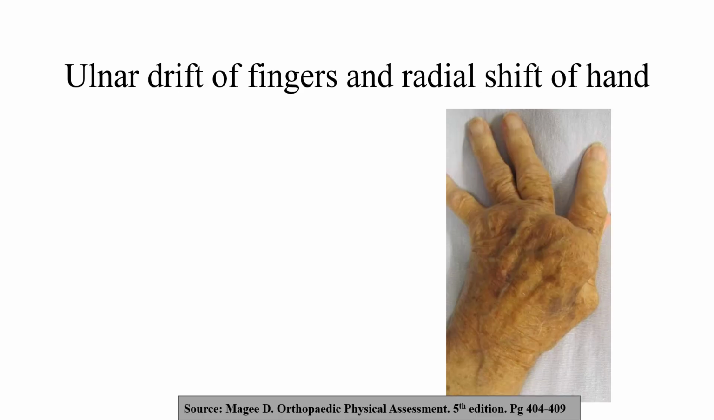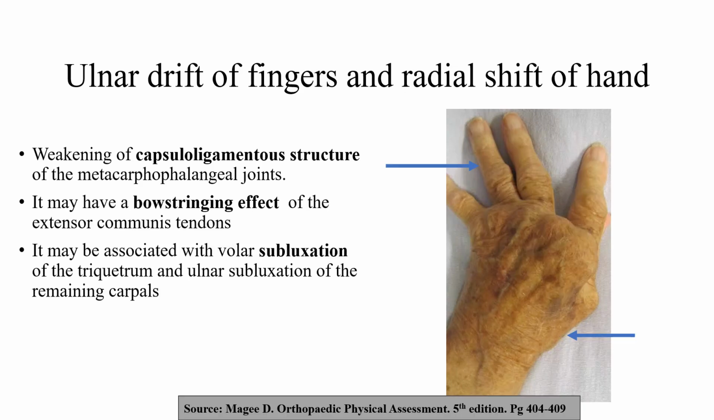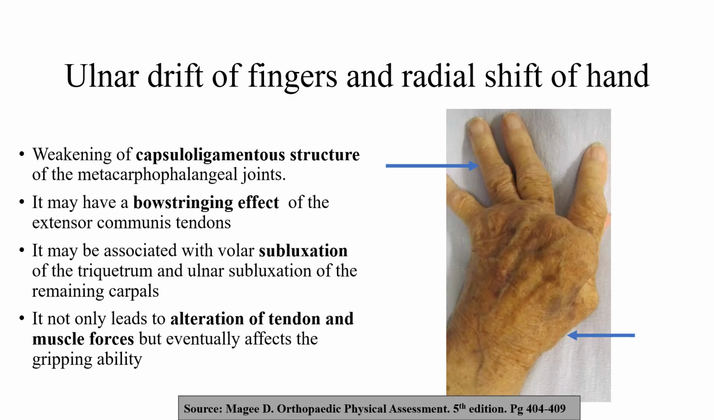We can also see an ulnar drift of the fingers and the radial shift of the hand, as seen in the image on the right. This occurs because there is a weakening of the capsulo-ligamentous structures of the MCP. Because the hand goes in a zigzag pattern, there can be an alteration of the length tension relationship of the muscles, because somewhere it is getting stretched, somewhere it is moving laterally, somewhere medially. That will eventually affect the gripping ability of the hand. Moreover, you can also see subluxation of the carpals if you allow this deformity to progress in the hand.